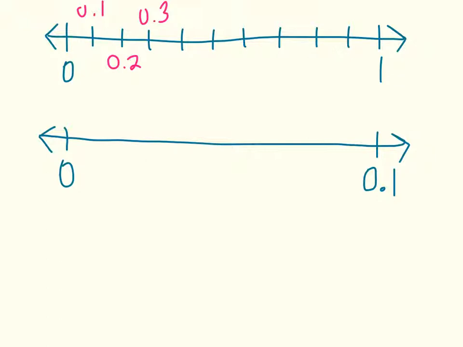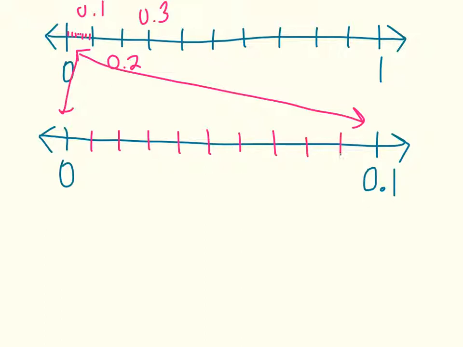But if I were to take a magnifying glass and hold it over this part of the number line, I'd find out there's actually 10 little tick marks between 0 and 1/10. So if I were to zoom in to this piece right here, I would find that between 0 and 1/10 there are 10 more spaces. So I'm going to create a second number line. 1, 2, 3, 4, 5, 6, 7, 8, 9, and then this is my 10th tick mark here. So this number line starts at 0 and goes to 1/10.